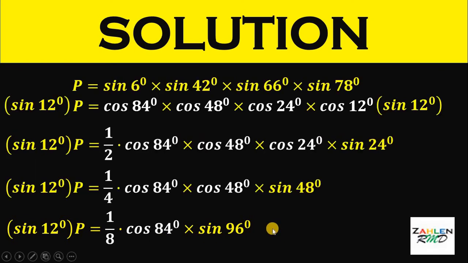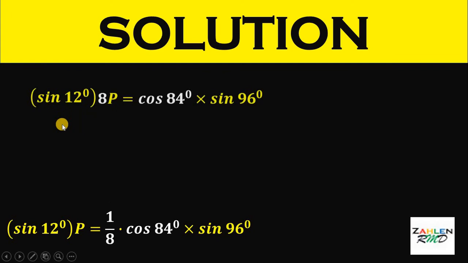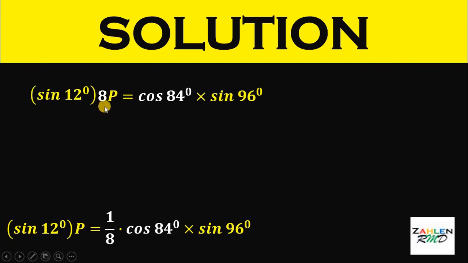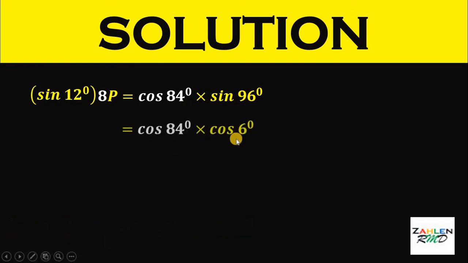Now, next thing to do is to clear the fraction. To do that, we need to multiply this equation by 8. If we do that, we get sine 12 degrees times 8p equals cosine 84 degrees times sine 96 degrees. And we know sine of 96 degrees is the same thing as cosine of negative 6. And since cosine function is an even function, therefore cosine of negative 6 is the same thing as cosine of positive 6.